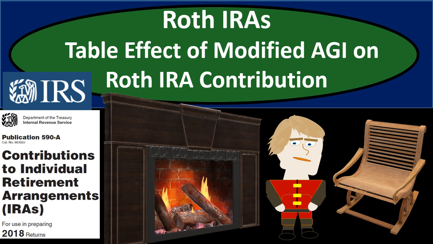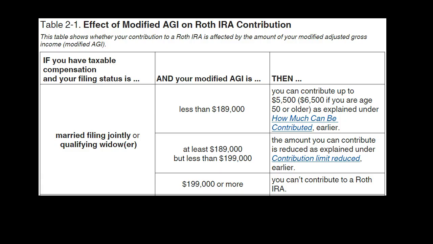In this presentation, we will take a look at a table for the effect of modified AGI, or adjusted gross income, on a Roth IRA contribution. This information can be found in Publication 590-A. So we have Table 2-1. This is going to be the effect of modified AGI on Roth IRA contributions. In other words, how much can we put into the Roth IRA? Are we limited with regards to our income? As our income goes up, can we put less into or contribute to a Roth IRA?